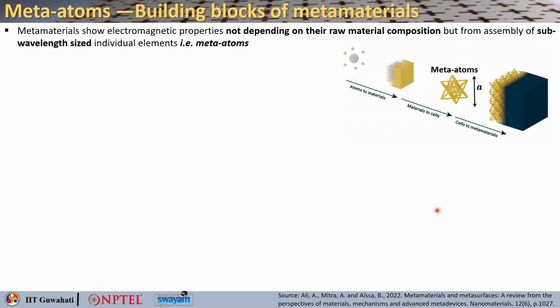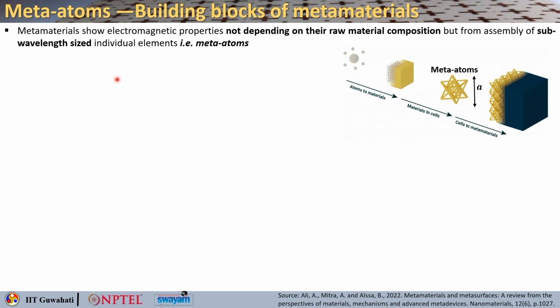So, metamaterials can provide tailored or artificial responses because you can create negative permittivity and permeability over a specific electromagnetic band. At the end of the day, a question can come to your mind: these meta atoms are also made of some material, so how about the properties of those materials dictating the overall property of the metamaterials? Now, this is interesting because metamaterials show electromagnetic properties not depending on their raw material composition, but from the assembly of sub-wavelength size individual elements called meta atoms.